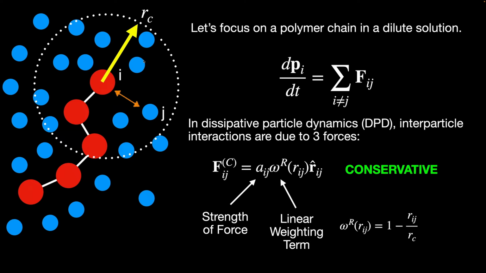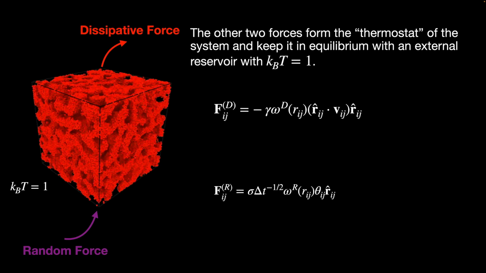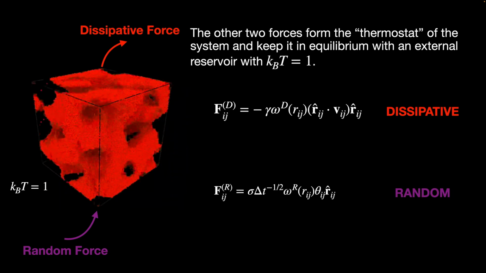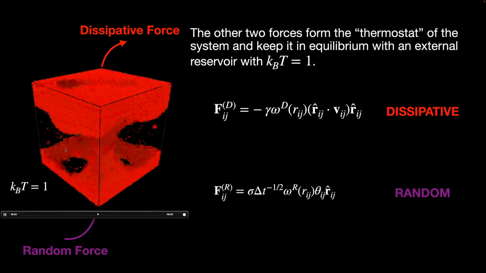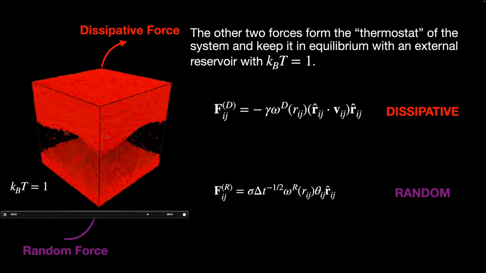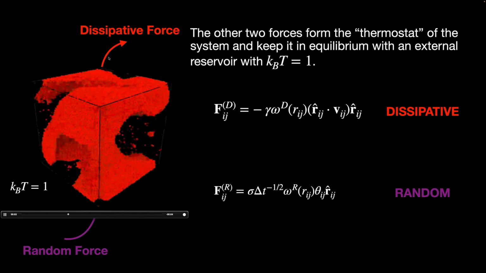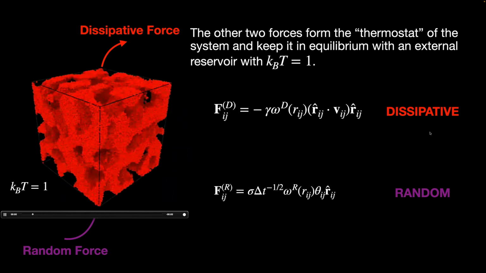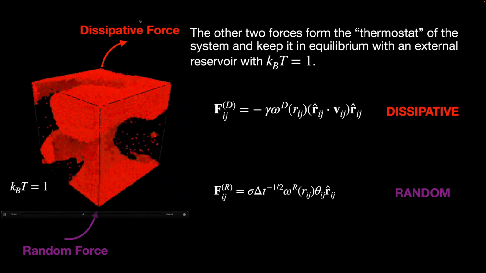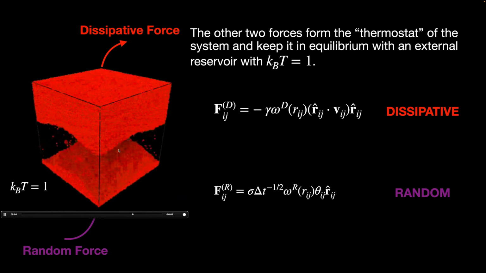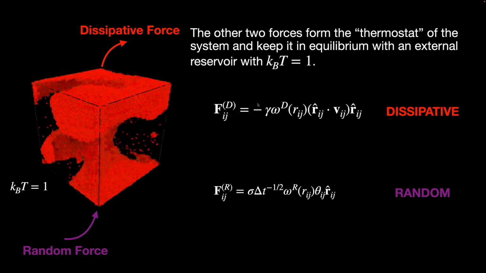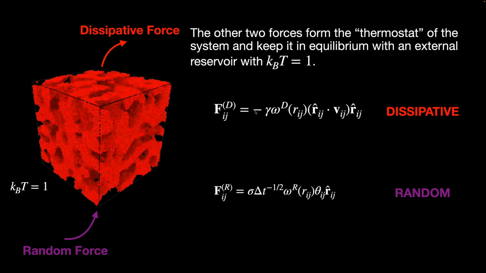Okay, so that's the first force. There are other forces, though. So here's our simulation box, and what's happening is we're getting energy put into the system, so there's some kind of thermal noise, and energy is leaving the system. And so these are the dissipative and random forces. The dissipative force removes energy from the system, and the random force is a thermal noise that's kind of putting energy into the system.